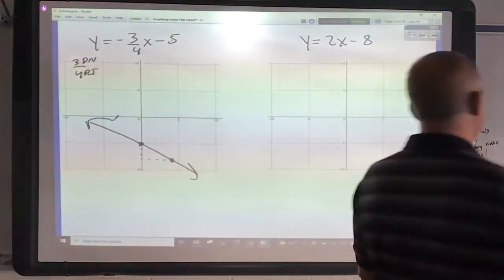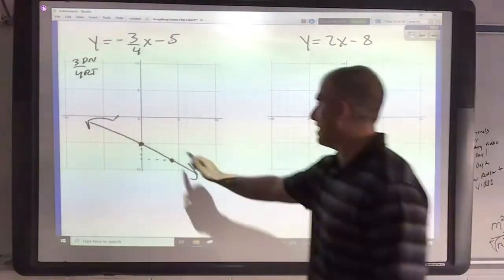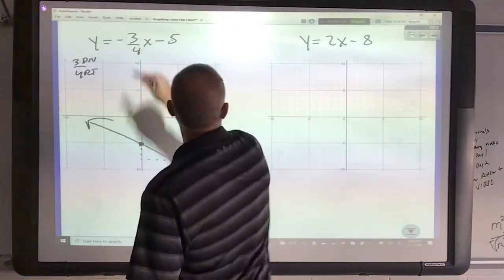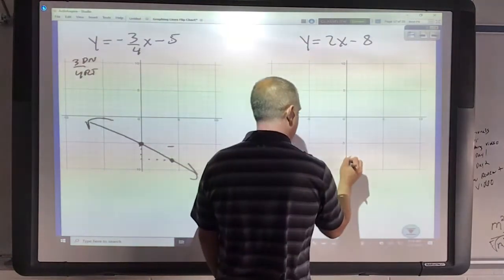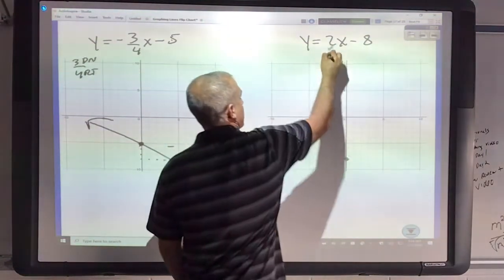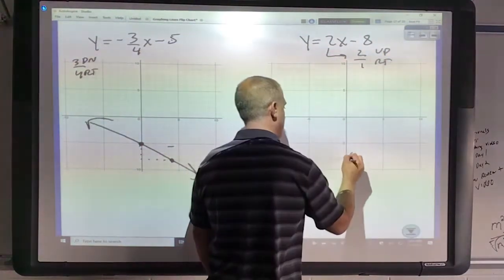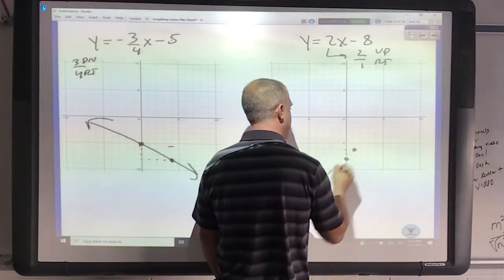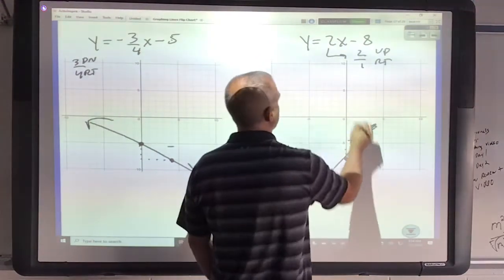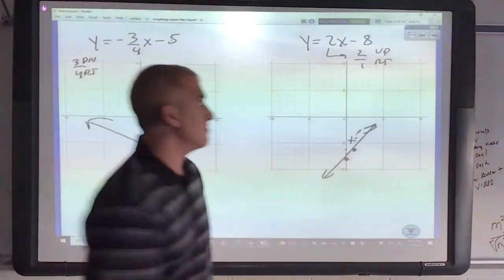All right. And since this is a negative slope, we're in good shape. This one, I would start at -8 on the y-axis. 2 over 1 means 2 up, 1 right. So 1, 2 up, 1 right, boom. Positive slope, good shape.